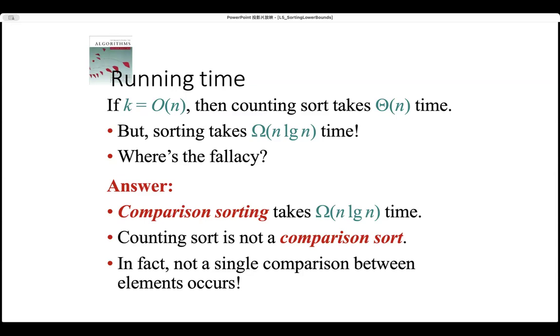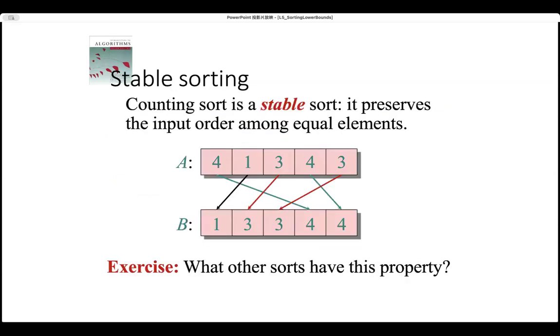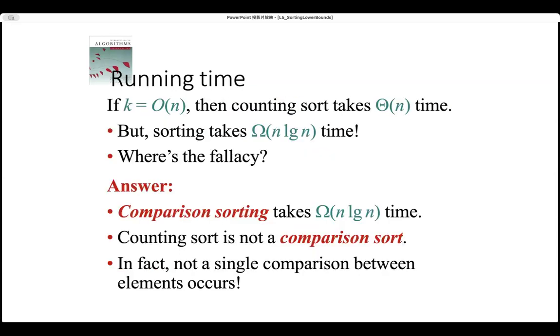But there's a catch. There's one catch here. I just mentioned that if k is linear to the number of elements, everything is good, right? But think about this. Remember the example I just used? I was talking about student records, and the key is the student ID.